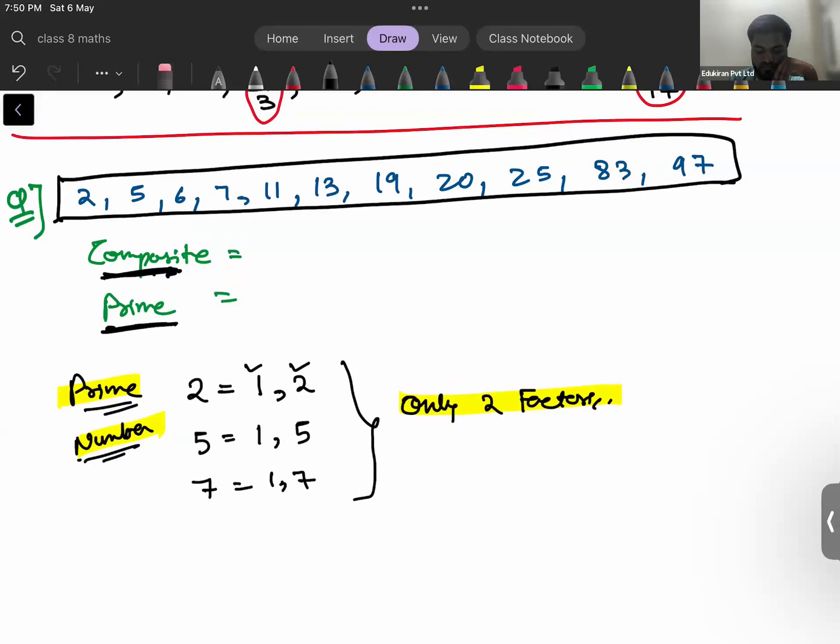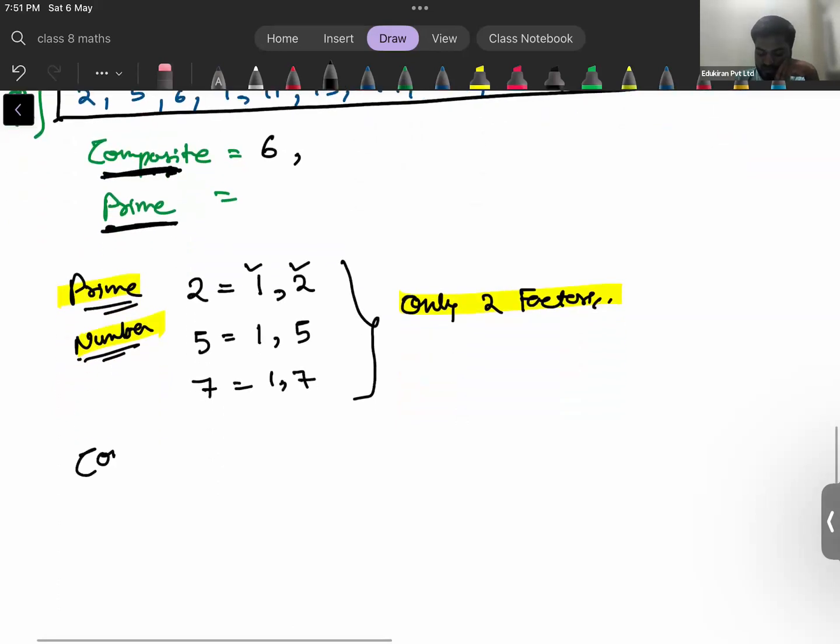The composite number... 6, that is a composite number, and 2. No, 2 is not a composite number. It is actually a prime number. 11. How come 11 is a composite number? So composite numbers are these values.